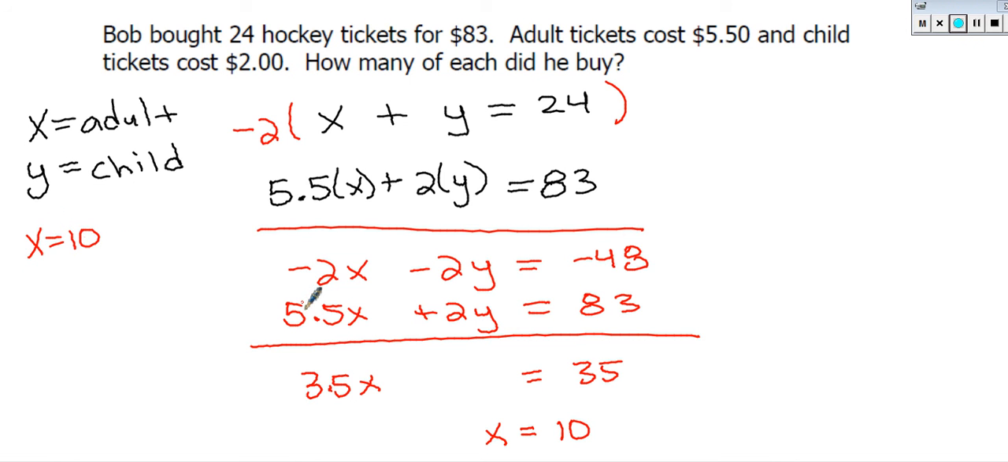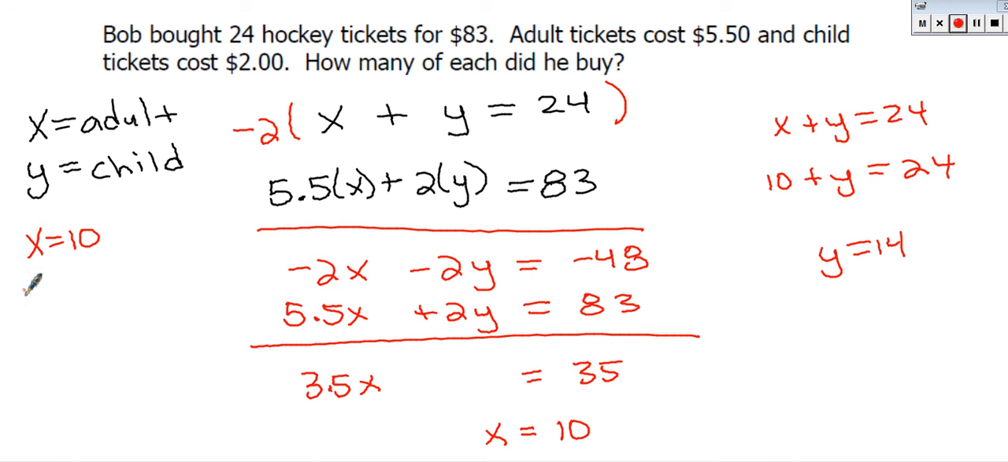Now we need to find the y value. So let's just take this top equation. X plus y equals 24. We know x is 10. And so by looking at this equation, I know that 10 plus 14 is 24. So y is 14. So there we go. We have 10 adult tickets and 14 children's tickets. Good luck.